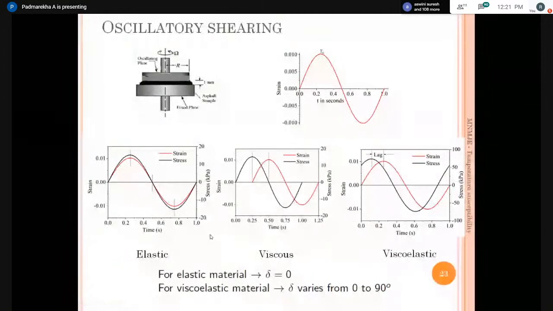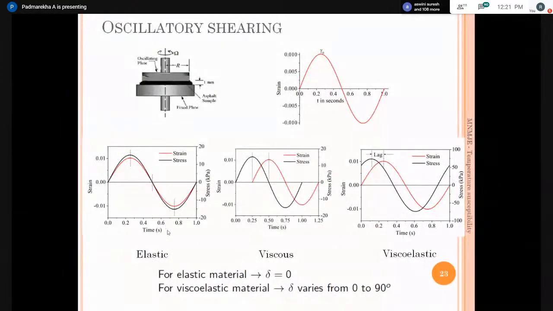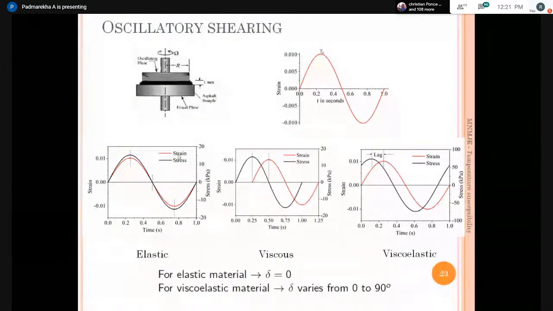The next is oscillatory shearing, which is a very common test we use for a viscoelastic material. I'll just quickly go through this. We keep the bitumen between two plates and we shear it, we oscillate it. You can see a schematic here. You apply a deformation to the material in a sinusoidal way. You can control the maximum value and the time.